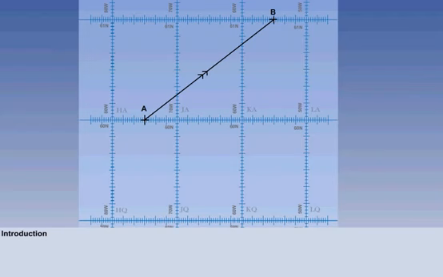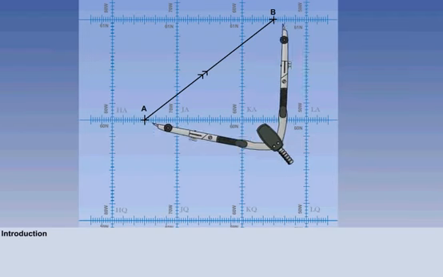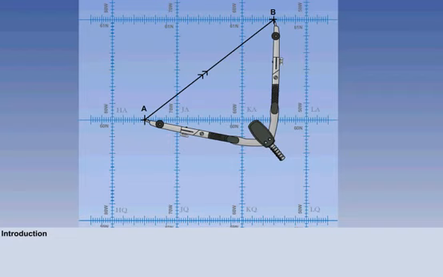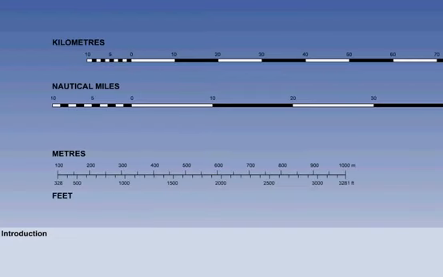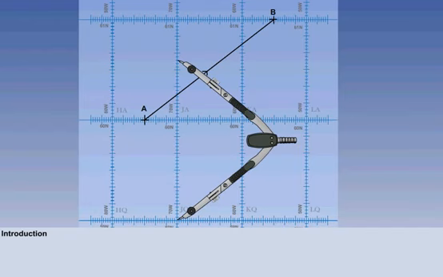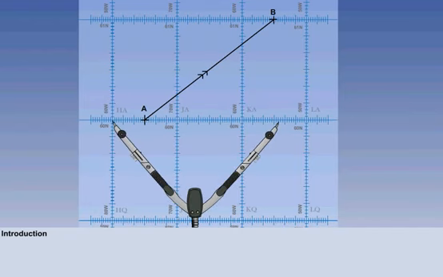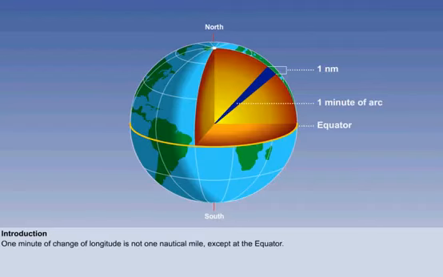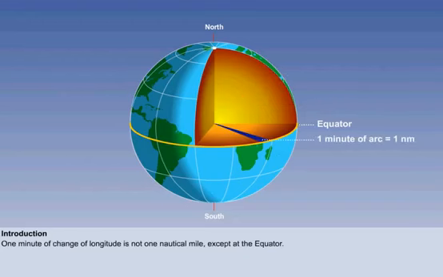Suppose we have a chart like this with a route on it. We measure the track distance with a pair of dividers. If there is no graduated scale line at the bottom of the chart, we can measure against the number of minutes of change of latitude. Can we do the same thing against the change of longitude? The answer is no, of course. 1 minute of change of longitude is not 1 nautical mile, except at the equator. Let's see why.